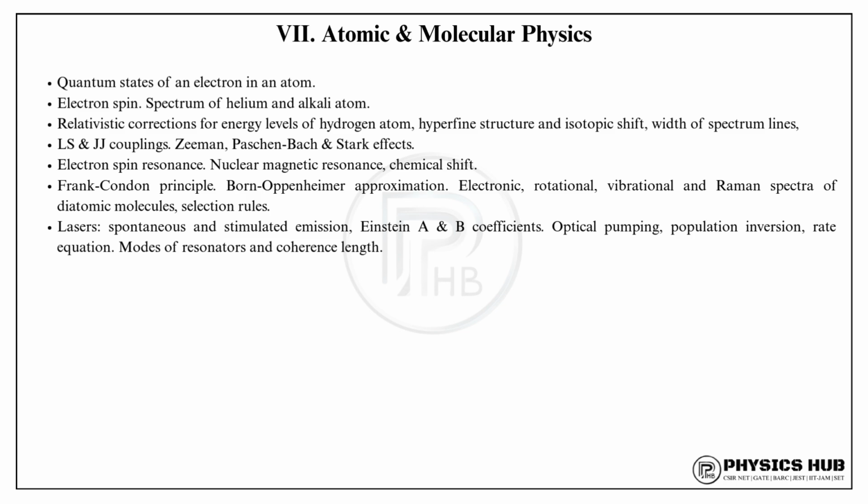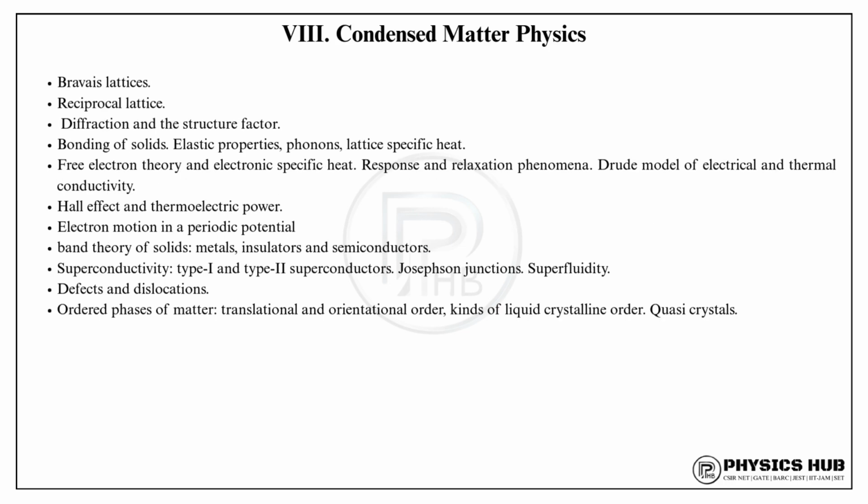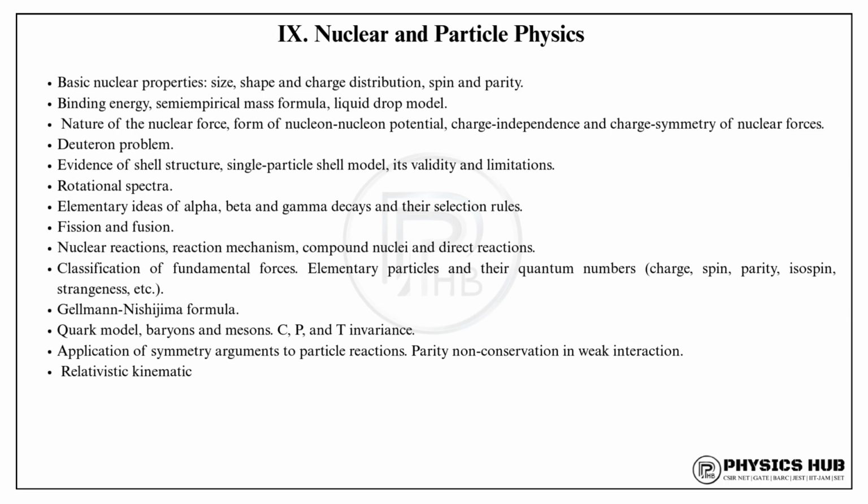Next is atomic and molecular physics. From AMP, finding the ground states, Zeeman and Stark effect, and selection rules for transition, rotational and vibrational spectra, Raman effect are important. Next is CMP, mainly focus on crystal structure, Bragg's law, phonons, Fermi energy, band theory, and superconductivity. These are most scoring areas of CMP. And the last one is nuclear and particle physics. In this subject, focus on binding energy, nuclear models, conservation rules, and quark classifications.